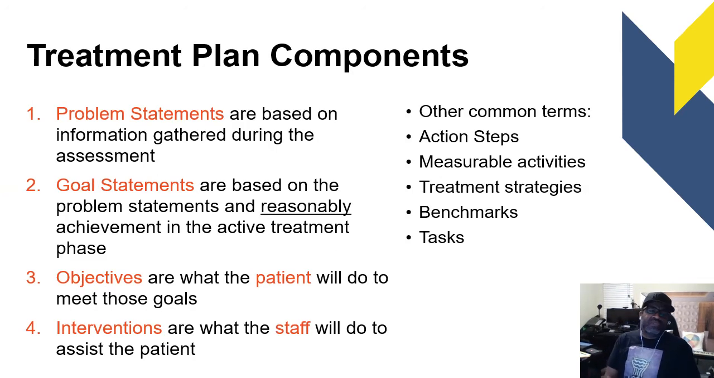Treatment plan components. 1. Problem statements are based on information gathered during the assessment. 2. Goal statements are based on the problem statements and reasonably achievable in the active treatment phase. 3. Objectives are what the patient would do to meet those goals. Interventions are what the staff would do to assist the patient. Other common terms: action steps, measurable activities, treatment strategies, benchmarks, tasks.